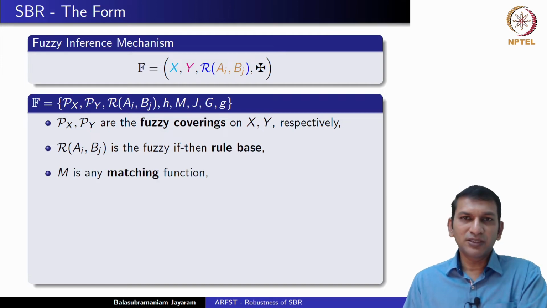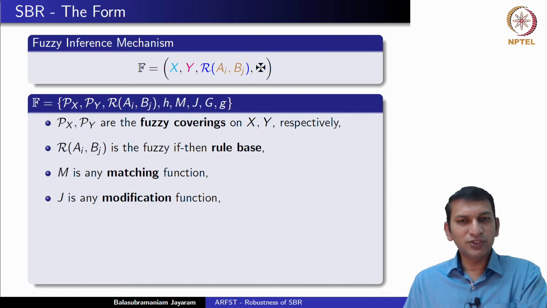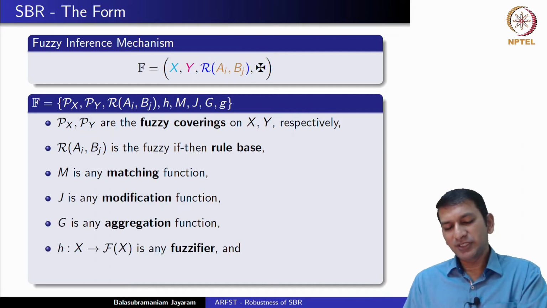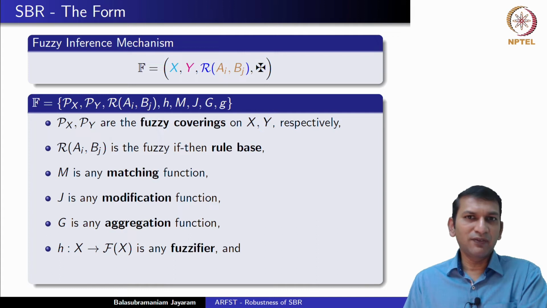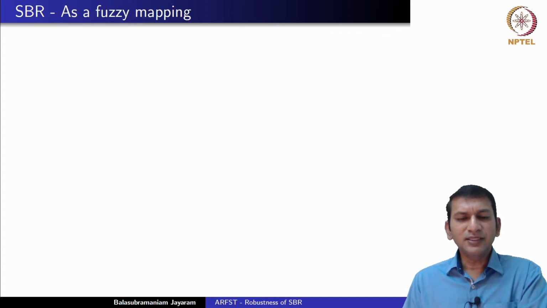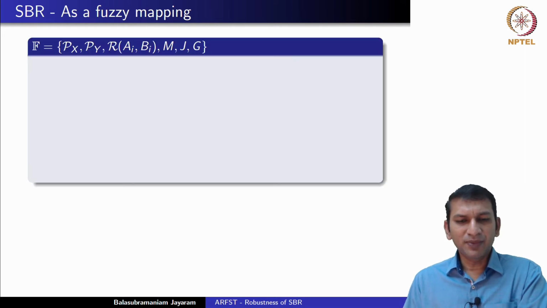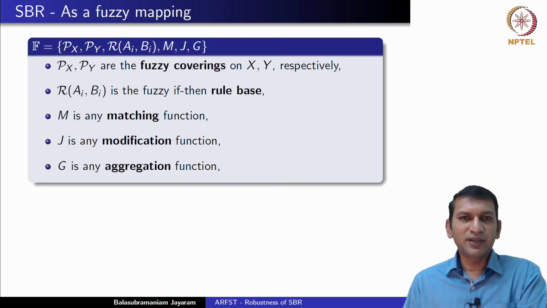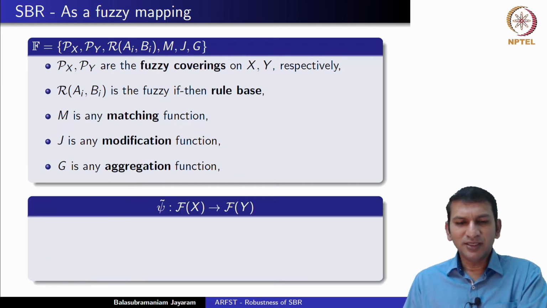The inference operators consist of the matching function M, the modification function J, the aggregation function G, and it could also often have the fuzzifier h and the defuzzifier g. Since we are considering SBR as a fuzzy mapping, clearly the fuzzifier h and the defuzzifier g, small g, are left out. The rest of the parameters remain. So in that sense, the corresponding system function psi tilde, which can be looked at as a mapping from F(X) to F(Y), is given as follows.